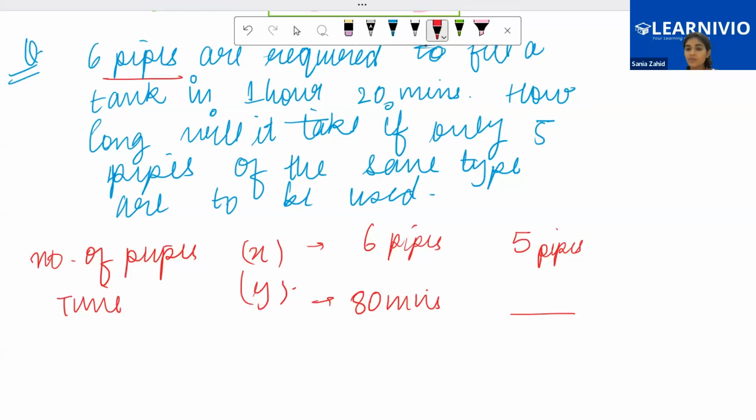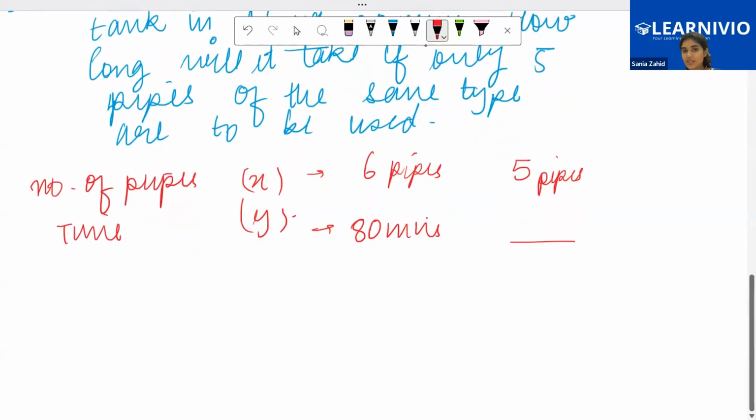Ramesh and Amar, what about you both? I understand. Okay, very good. So here, what kind of question is it? Direct or inverse? Inverse. Very good. So what is the formula?